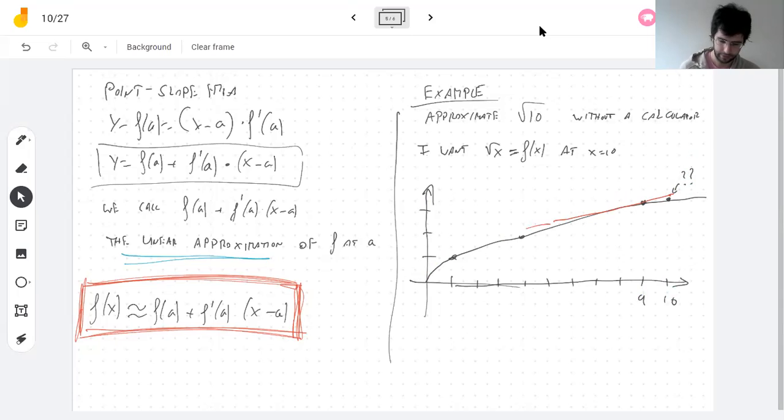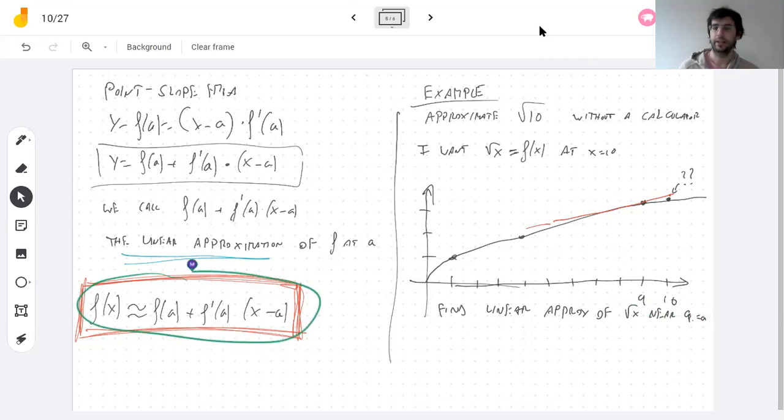So find the linear approximation of the square root of x near 9. So a equals 9. So I'm just going to look at this formula and use that formula, and that's it.